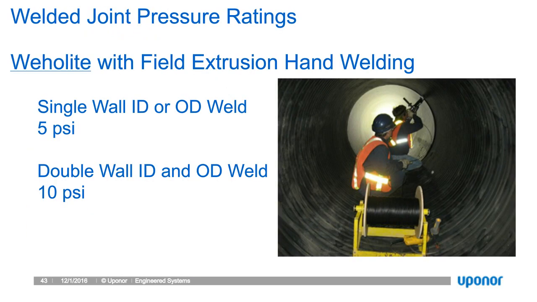And we have a number of different joint configurations depending on your application and the pressure requirements, essentially. We can start with a single wall ID or OD, which is where we'll either weld where the pipes come together. We'll either weld the inside of the pipe or the outside only. And that gets us to about 5 PSI with standard Weholite. We can do an inside diameter and outside diameter weld, do both welds, and that's going to get us to about 10 PSI with standard Weholite.